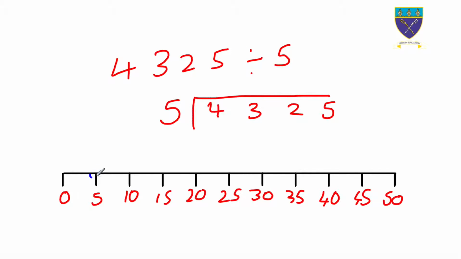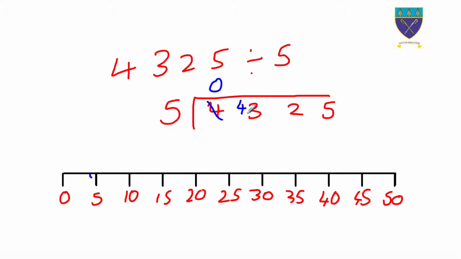If I look at my number line, 4 is here. I can't even count once in 5 until I get to 4. It's not going to happen. So the answer is 0. In fact, if this number here is ever smaller than the number on the outside, the first answer will be 0. Now we cross that out and bring that across as a remainder.